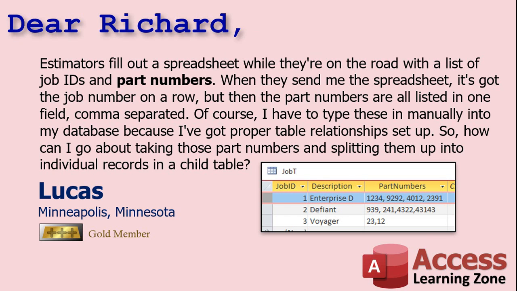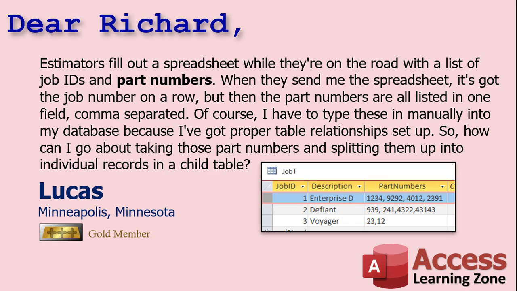Today's question comes from Lucas in Minneapolis, Minnesota, one of my gold members. Lucas says, estimators fill out a spreadsheet while they're on the road with a list of job IDs and part numbers. When they send me the spreadsheet, it's got the job number on a row, but then the part numbers are all listed in one field, comma separated. Of course, I have to type these in manually into my database because I've got proper relationships set up. So how can I go about taking those part numbers and splitting them up into individual records in a child table?